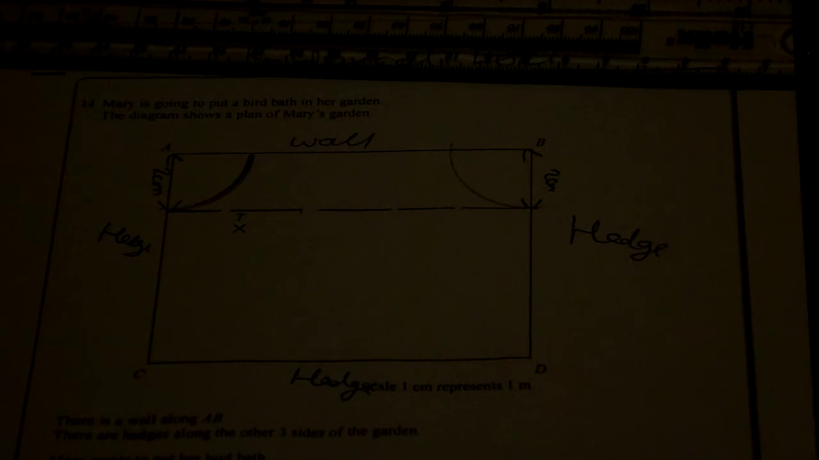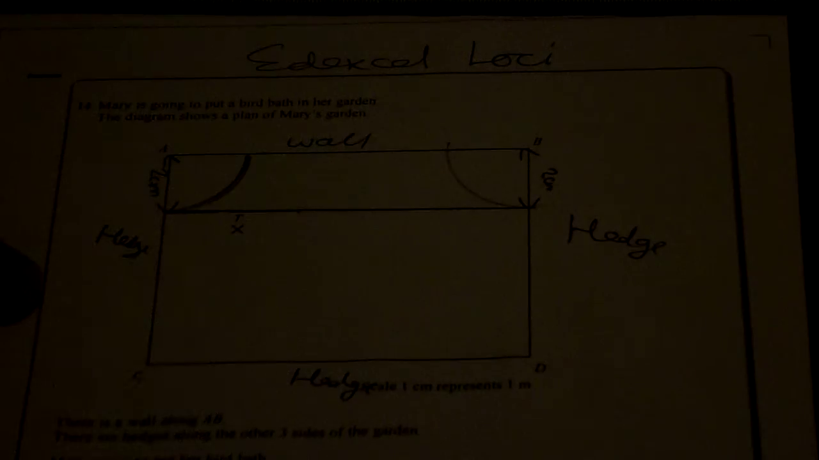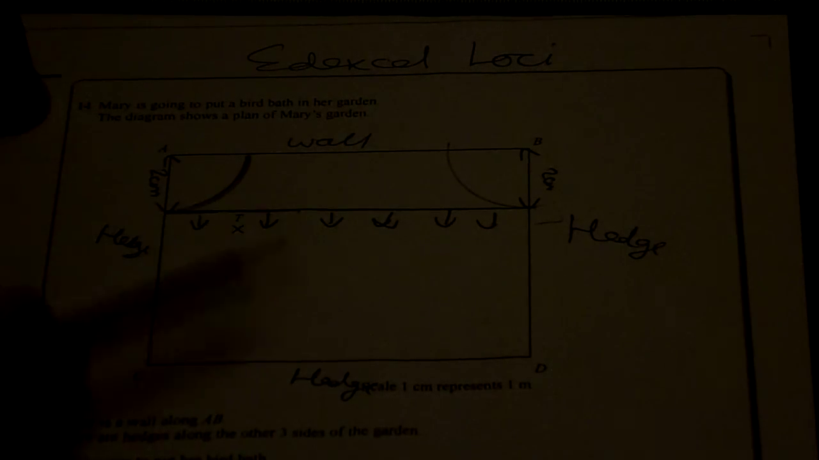Now, it says that it must be at least 2 meters from the wall. At least means 2 or more. So in a sense, if it's going to be at least 2 meters, that means 2 meters is part of our answer, so we can make that into a solid line. 2 centimeters represents 2 meters in the garden, so it's going to be at least this distance away from the wall or more.